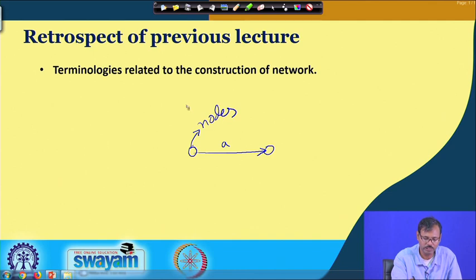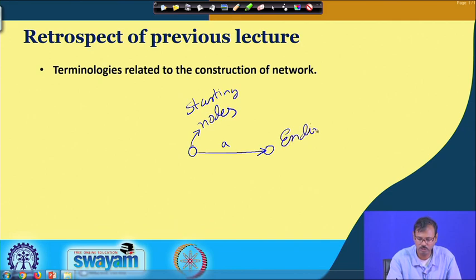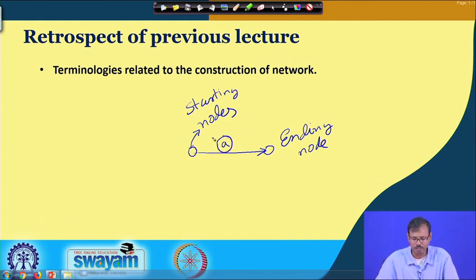This is basically the starting node, this is the ending node, and the activity or job is denoted by a sign A. It may be small a, capital A, B, C, D, whichever it is, and we mention its time of duration, say T.